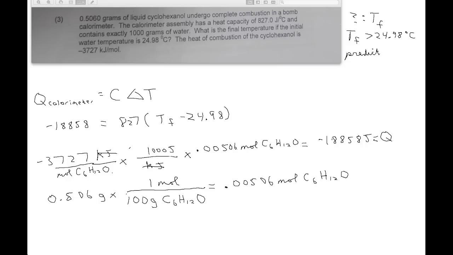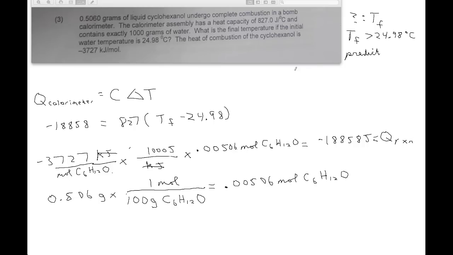Oh, careful. I guess this is a confusing part of these problems. This number here, negative 3727, was that the heat of the reaction or the heat for the calorimeter? That was the heat for the reaction. And we were just converting it into something else. So this should also be the heat of the reaction.